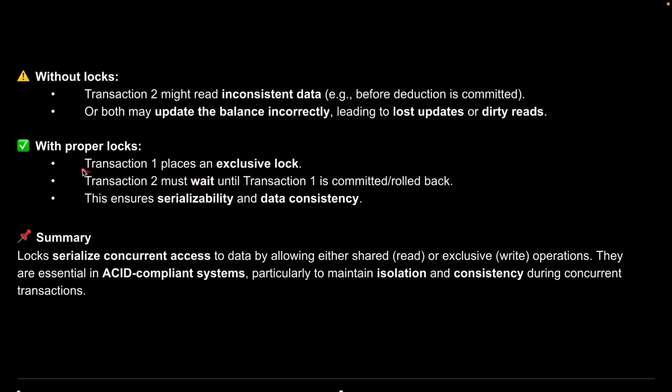Now with proper transaction handling, what happens? Transaction 1 places an exclusive lock. Exclusive lock means the write lock, and transaction 1 is done. Now there is transaction 2, the other transaction. Transaction 2 must wait until transaction 1 is committed or rolled back. This ensures serializability and data consistency.